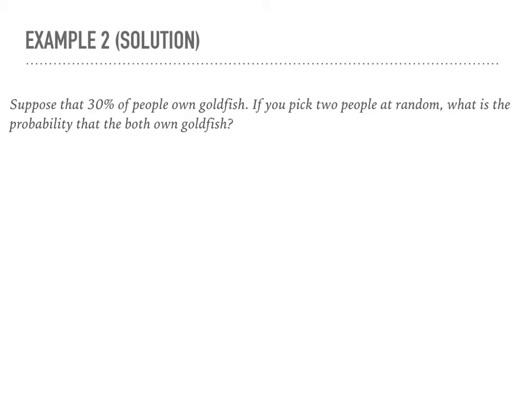Suppose that 30% of people own goldfish. If you pick 2 people at random, what is the probability that they both own goldfish? Again, these would be independent events. So the probability both own goldfish is 30 over 100 times 30 over 100, which equals 9 over 100.